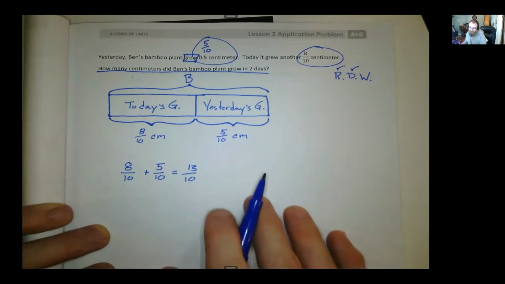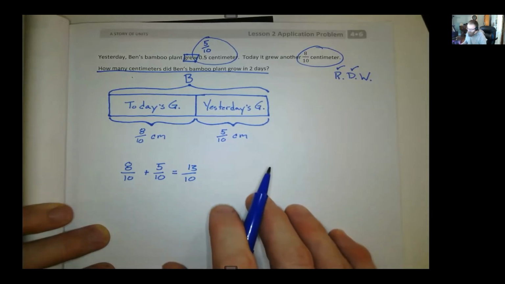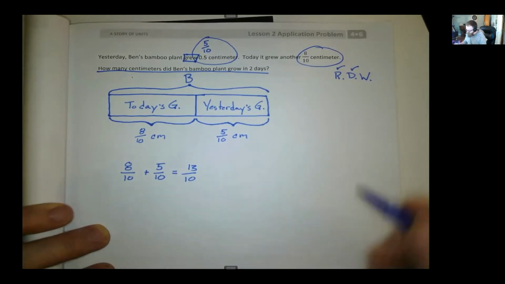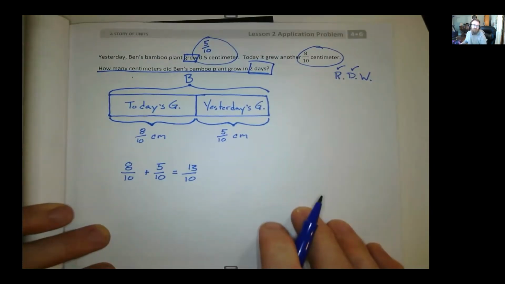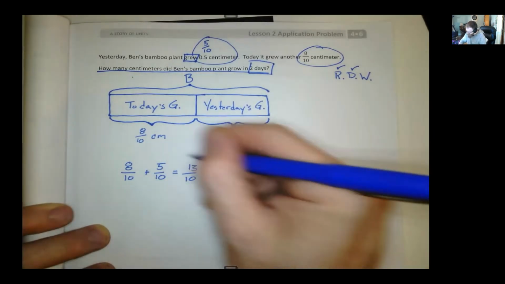So our total value for the growth of Ben's plant in the 2 days is 13/10 of a centimeter, right?